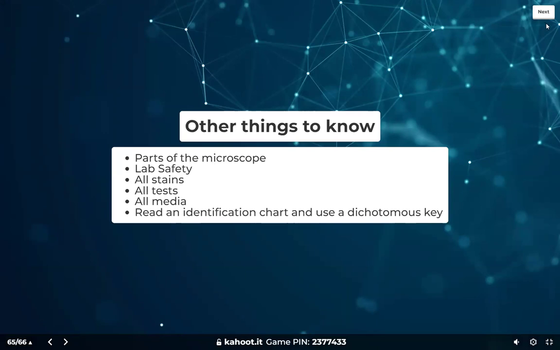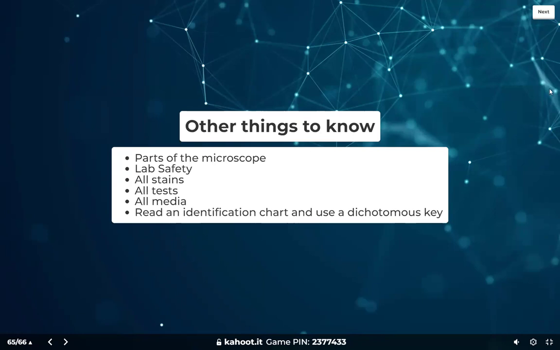Remember lab safety stuff. We went over the stains and which ones you're going to need to know for that: Gram stain, acid fast stain, capsule stain, endospore stain. There's really just 4 of them. We have all those tube tests and plate tests, selective, differential, and biochemical tests that we went through.